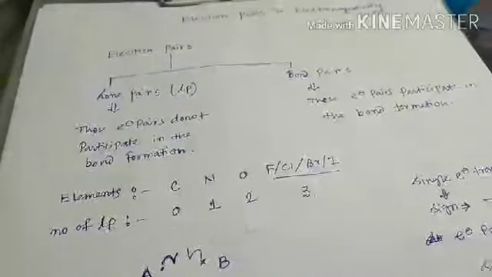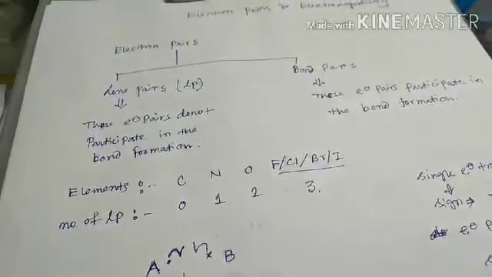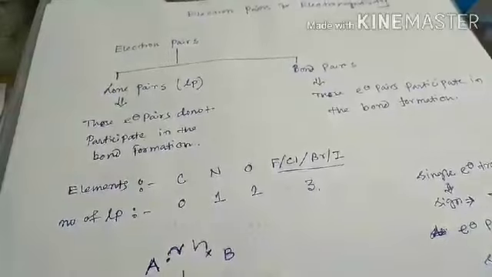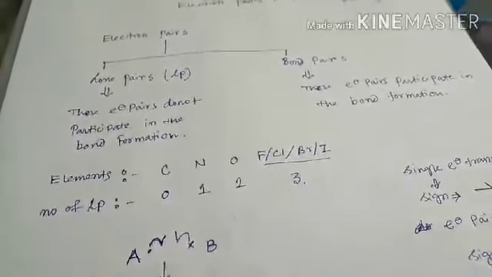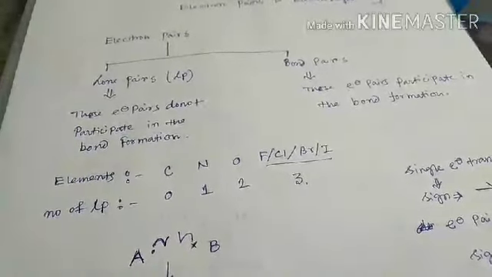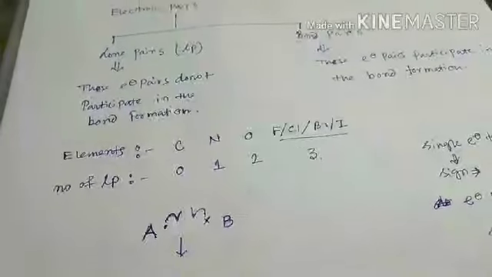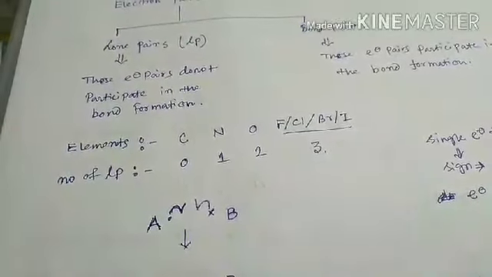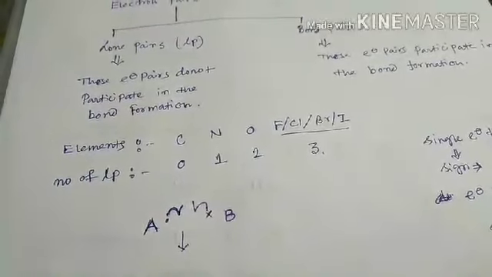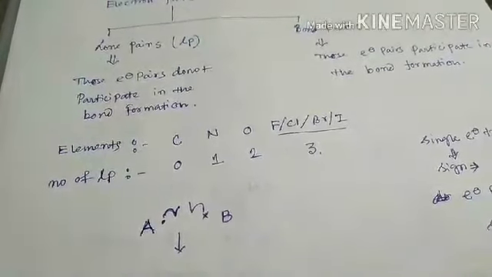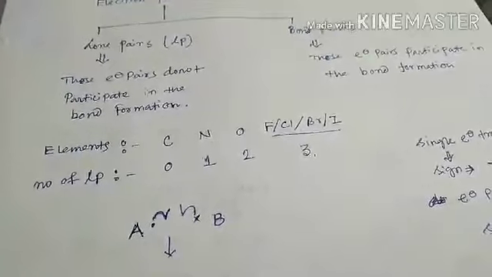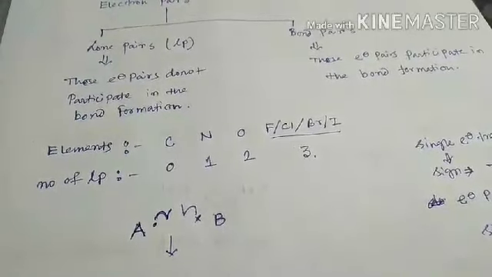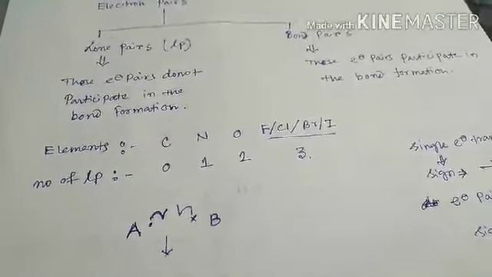As the name suggests, a lone pair remains very lonely and does not participate in bond formation, whereas bond pairs do participate in bond formation. As you can see, carbon has 0 lone pairs, nitrogen has 1, oxygen has 2, and the halogens, that is fluorine, chlorine, bromine, iodine, have 3 lone pairs each. But here I do not add astatine because it is radioactive.